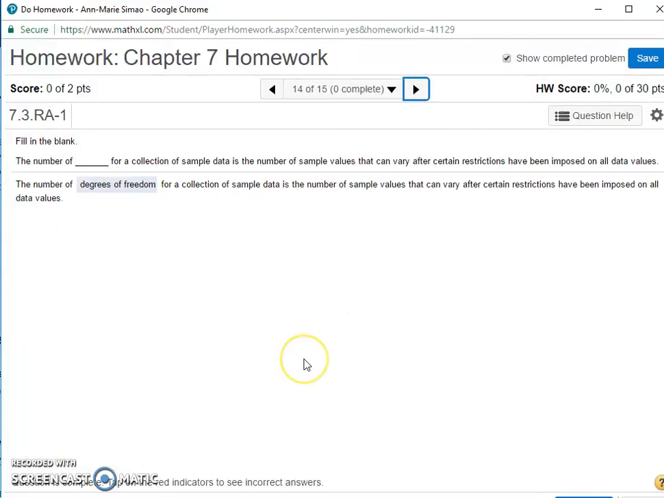So the number of degrees of freedom for a collection of sample data is the number of sample values that can vary after certain restrictions have been imposed on all the data values. Remember, degrees of freedom for our t and even for our chi-squared in future, it's going to be the data set minus 1 is what we'll use.